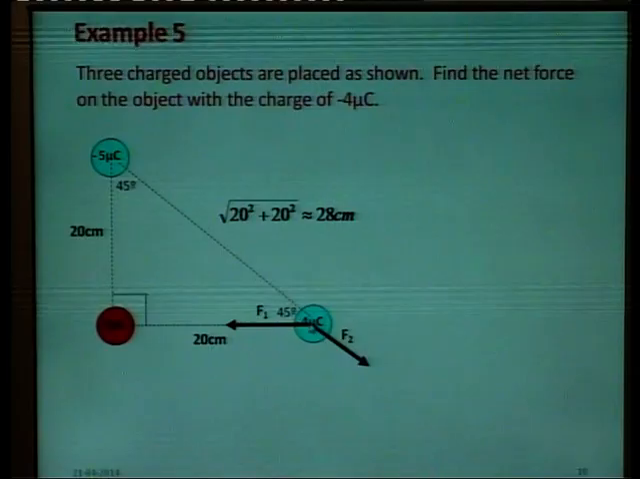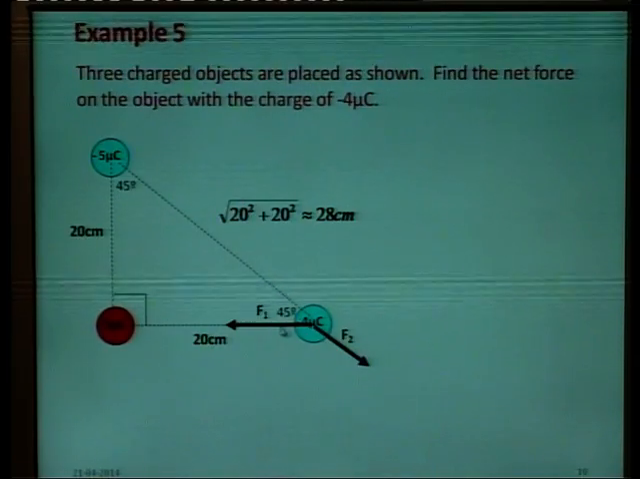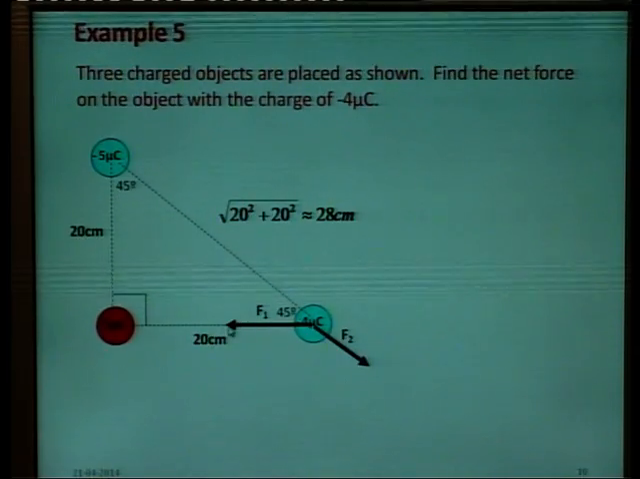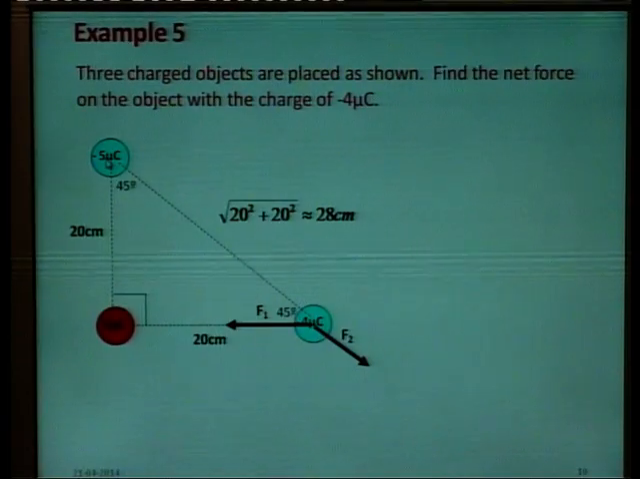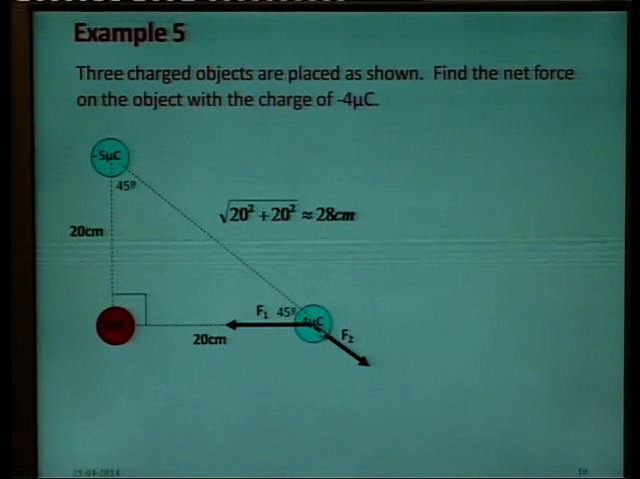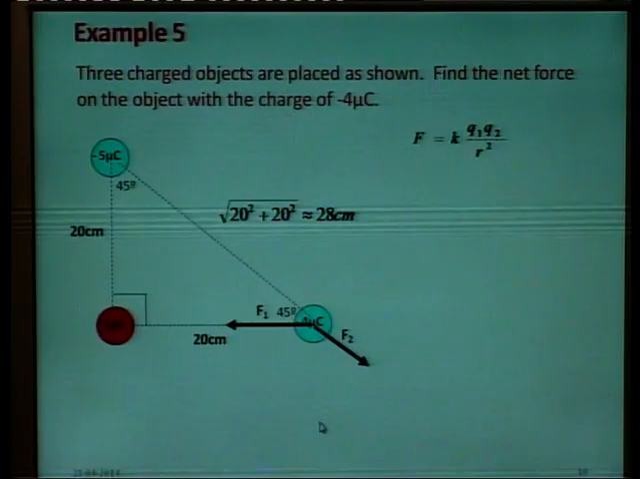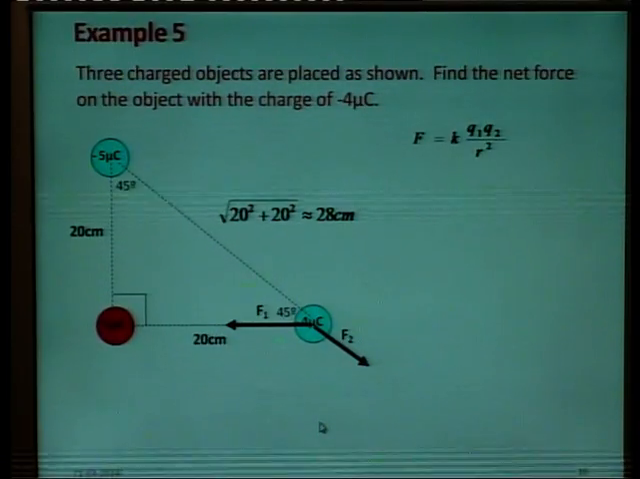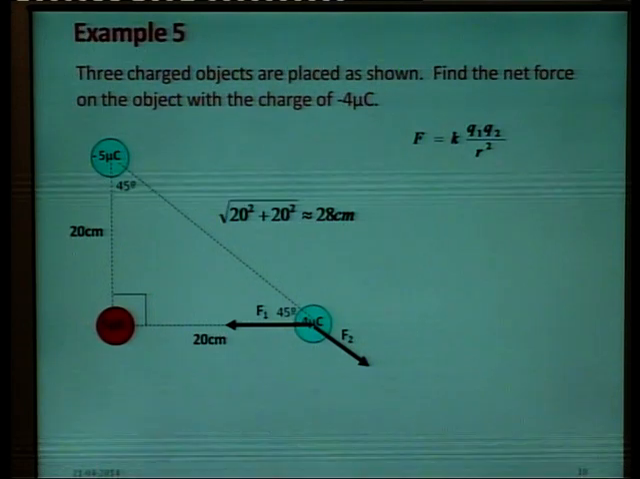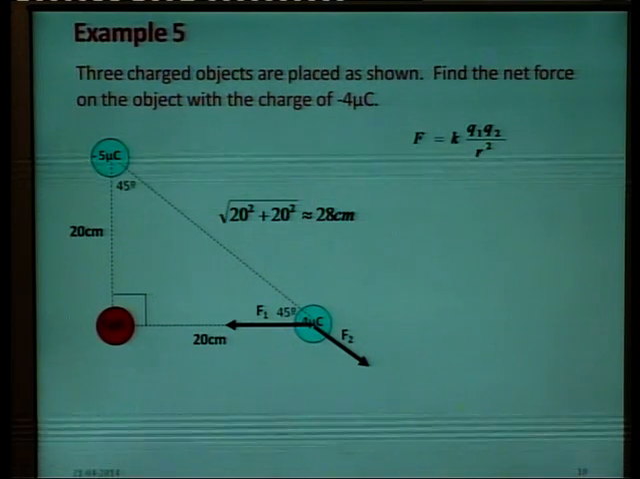A positive charge will attract a negative charge, so the force F1 will be shown in this direction. The -5 charge will repel -4, the force F2 will be in this direction. You know the formula to calculate the force, electrostatic force, that is K Q1 Q2 upon R square.